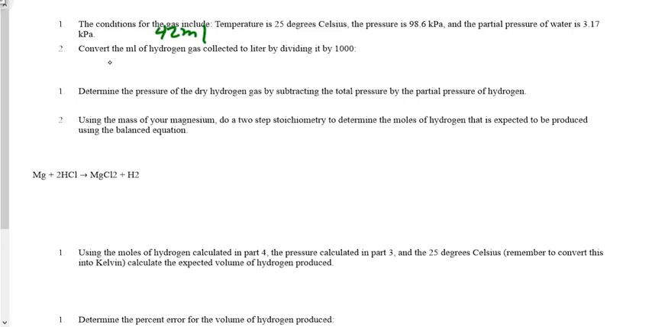Now, the first question is convert the milliliters of hydrogen gas by dividing it by 1,000. So that's 42 divided by 1,000, which then equals 0.042 liters, just a typical metric conversion, like we've been doing.